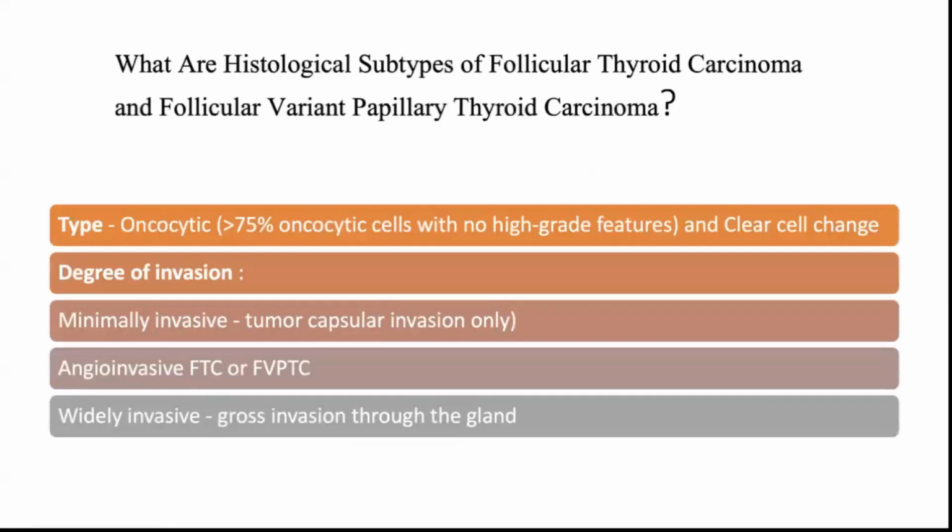So what are the histological subtypes of follicular thyroid cancer and follicular variant of papillary thyroid cancer? There is oncocytic, that is more than 75% oncocytic cells with no high-grade features, and clear cell change. There may be minimal invasion, that is tumor capsular invasion only. There may be angio-invasive FTC or FVPTC. There can be widely invasive, that is gross invasion through the gland.